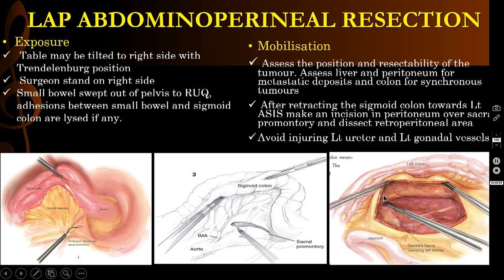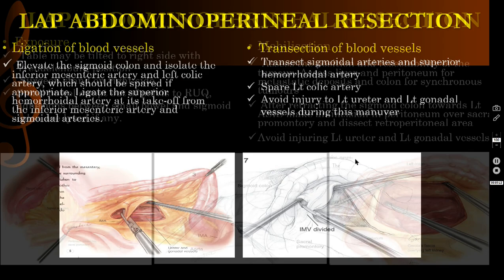You have to dissect in between the mesorectum and the retroperitoneal area here. And while you are doing this resection, you have to avoid injury to the left ureter and left gonadal vessels. This is the left ureter, this is the left gonadal vessels. So this injury also you should avoid.